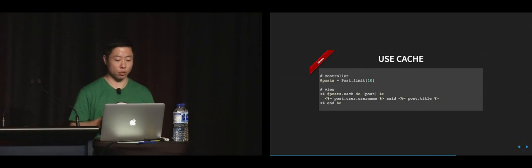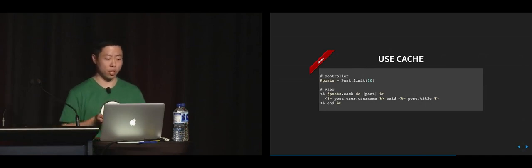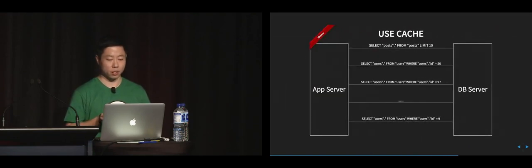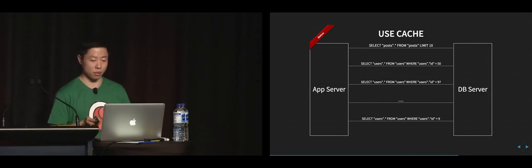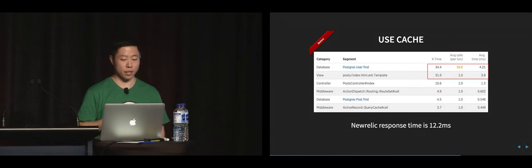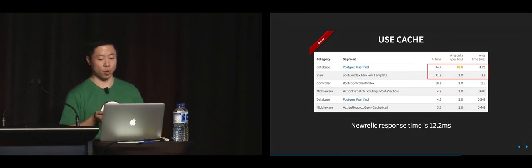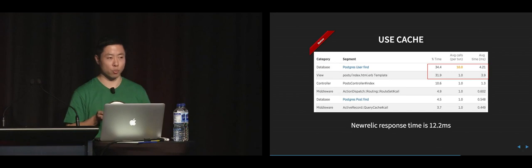Third, you should use as fast a resource as possible. Use cache. Here I load 10 posts, and for each post I will query the user's name and the title. So it will send a SQL to query all the posts, and for each post it will query the user from the database. In New Relic, the user find is called 10 times and takes 4.21 milliseconds. The index page is rendered in 3.9 milliseconds.